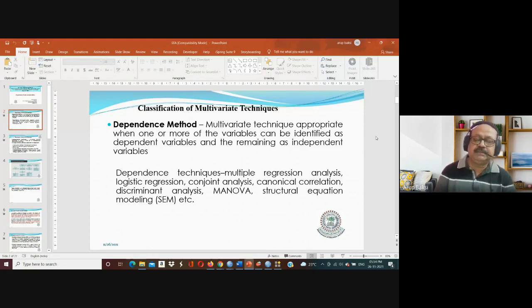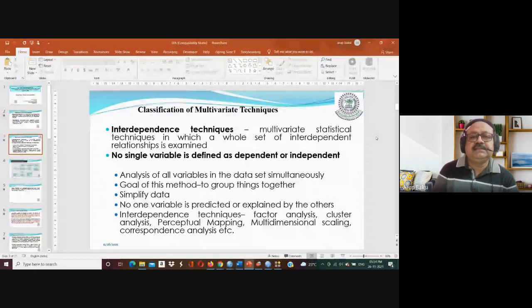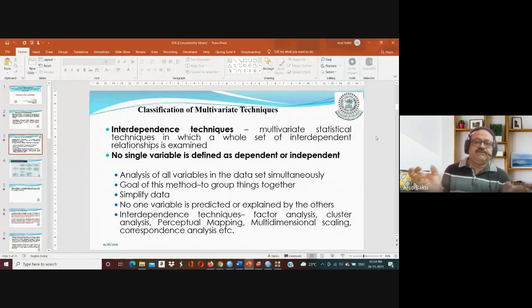dependent and independent variables. Whereas in case of an interdependence technique, this is also a multivariate statistical technique where the whole set of interdependent relationships is examined. So we are not getting the traditional or conventional kind of an arrangement that there will be a set of dependent, there will be a set of independent, when we would like to examine the relationship, either the strength of association between these two sets of variables, or the predictability of the dependent variable based on the independent variable. So no single variable is defined as either a dependent or an independent.